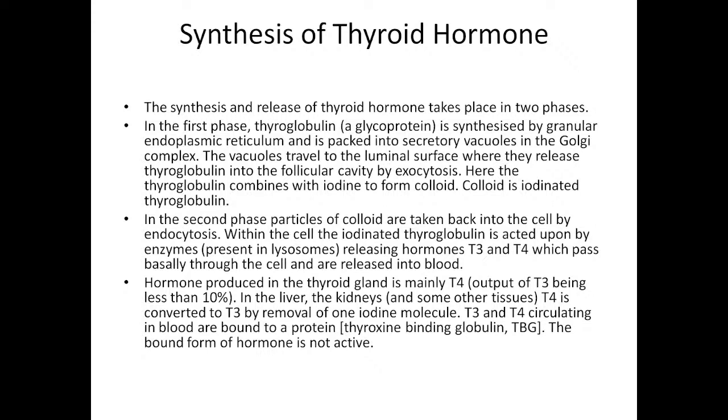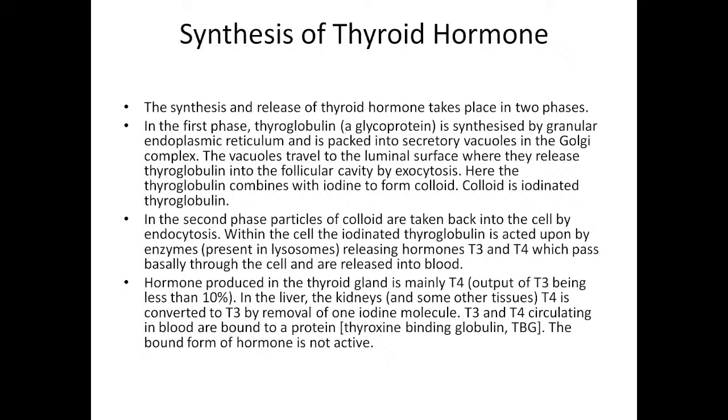Synthesis of the thyroid hormone. The synthesis and release of thyroid hormone takes place in two phases. In the first phase, thyroglobulin, a glycoprotein, is synthesized by granular endoplasmic reticulum and is packed into secretory vacuoles in the Golgi complex. The vacuoles travel to the luminal surface where they release thyroglobulin into the follicular cavity by exocytosis. Here, the thyroglobulin combines with iodine to form colloid. Colloid is iodinated thyroglobulin. In the second phase, particles of colloid are taken back into the cell by endocytosis.